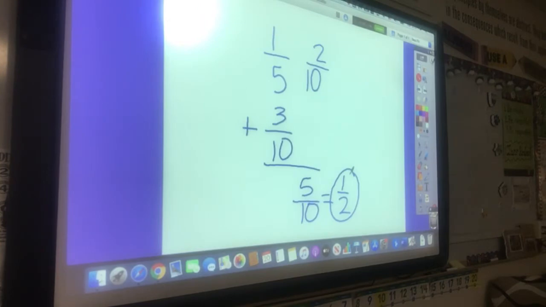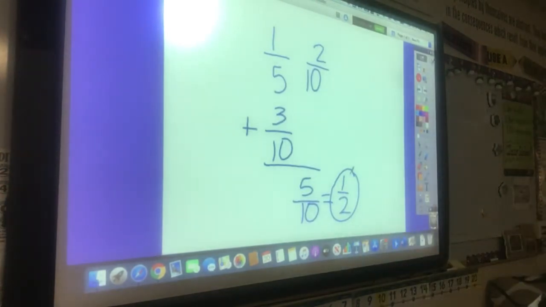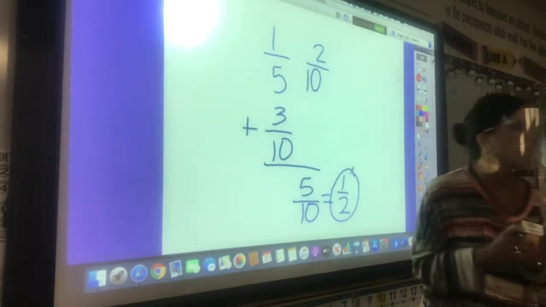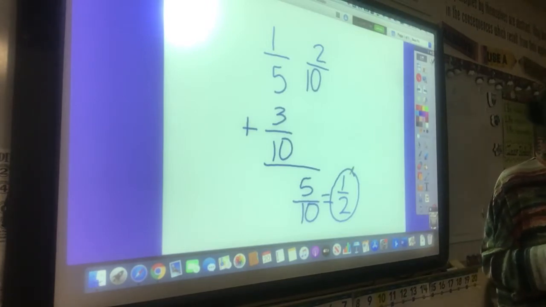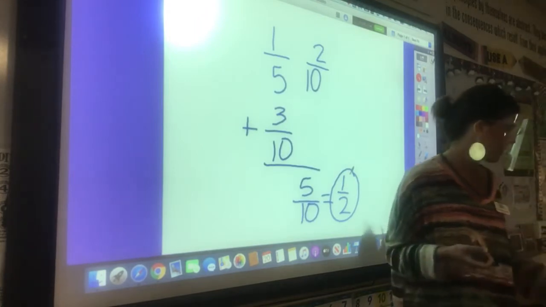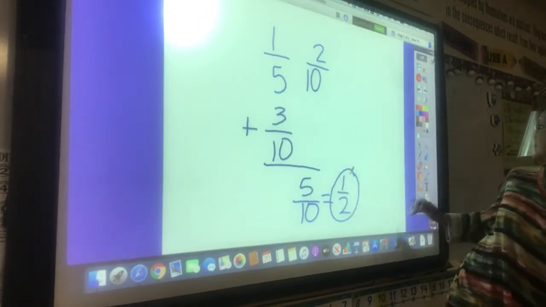Kira, question? So, for example, we have homework. On the homework, if we didn't reduce it, would it be counted as wrong? It'd be half off. Like if it were on a test, it would be half off. And that would be basically any time in math. The correct answer is technically the simplest form.